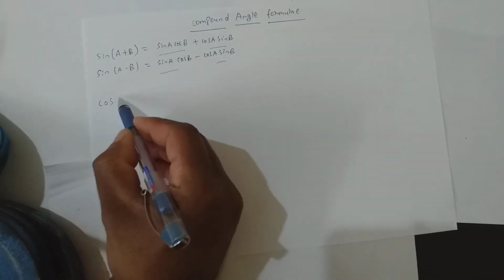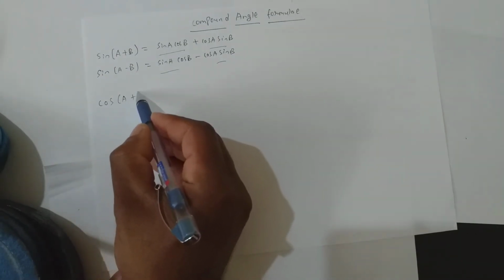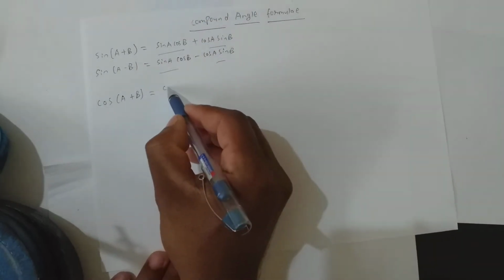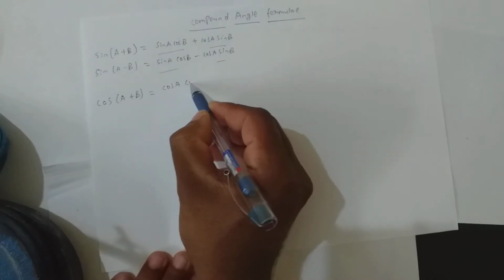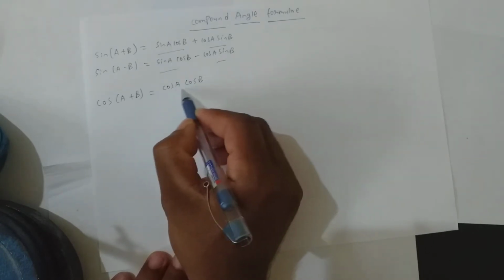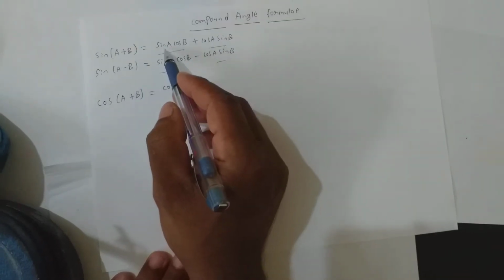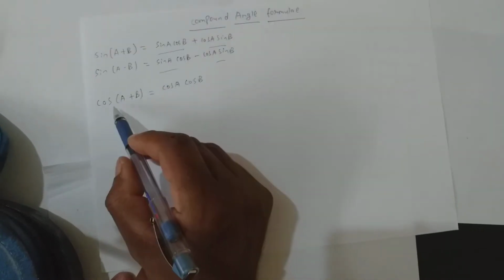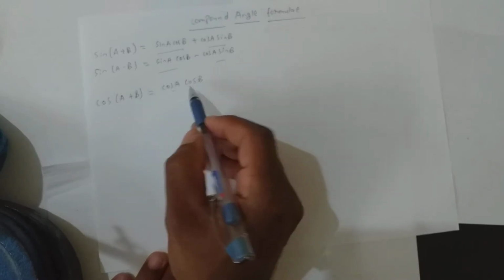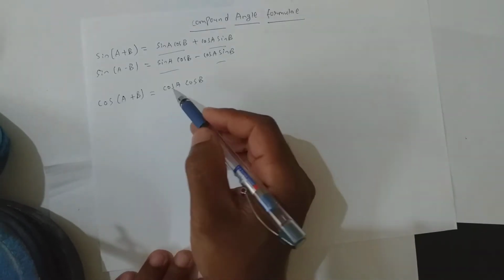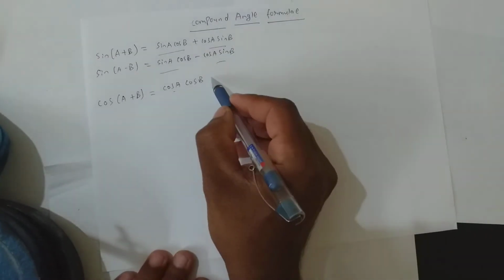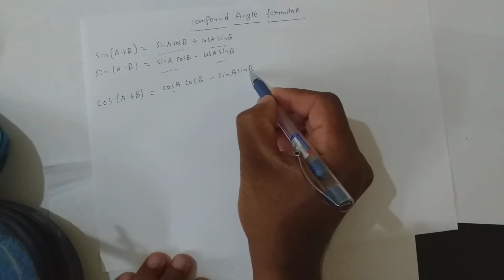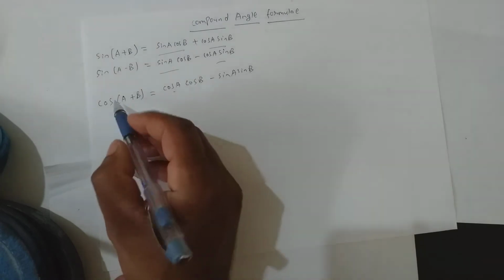Now, the next formula that you need to learn is cos(A + B). How much is cos(A + B)? It is cos A cos B. Both are in terms of cos. In the case of sin, one was sin and the other one was cos. But here in the case of cos(A + B), both are cos. And it has the opposite sign. If here it is plus, I get a minus sign over here: minus sin A sin B. That is how we need to remember.